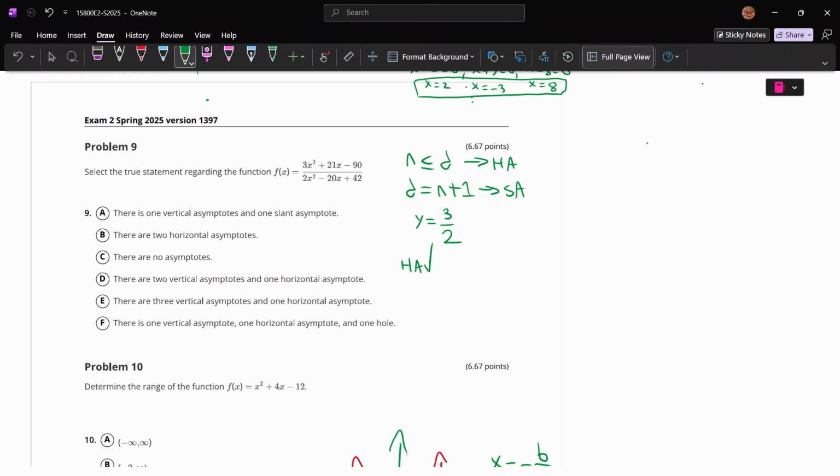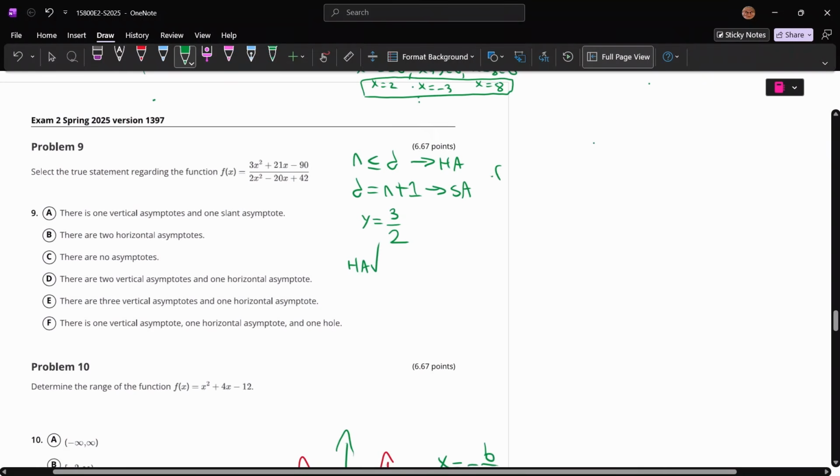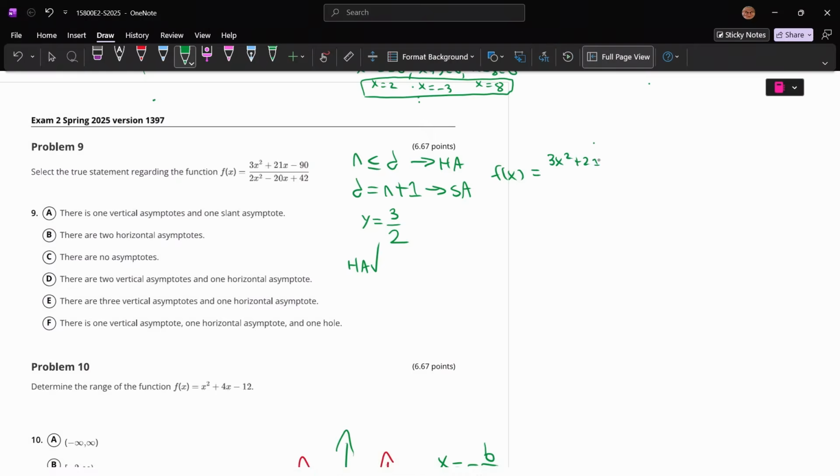In order to do that, we're going to have to break this fraction up into smaller individual bits so that we can analyze those bits one by one to look for certain things. So let me rewrite f of x over here. So we have f of x is equal to 3x squared plus 21x minus 90 over 2x squared minus 20x plus 42.